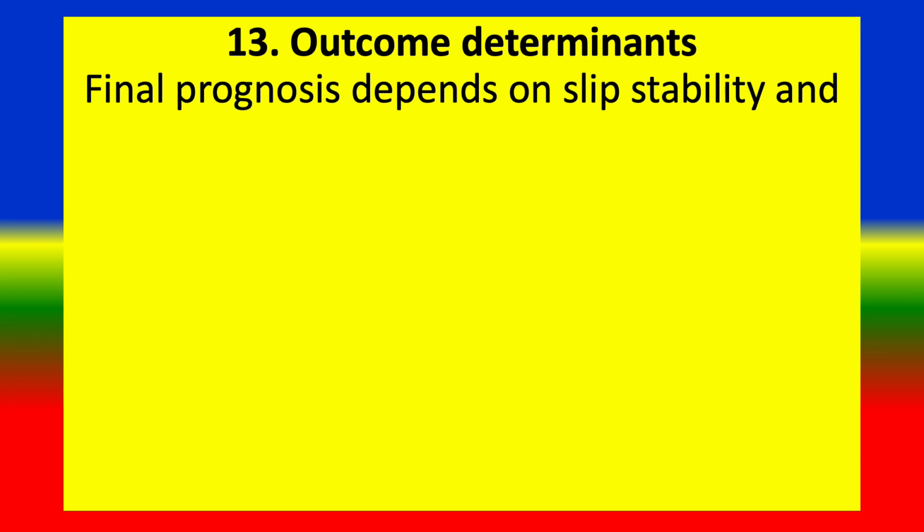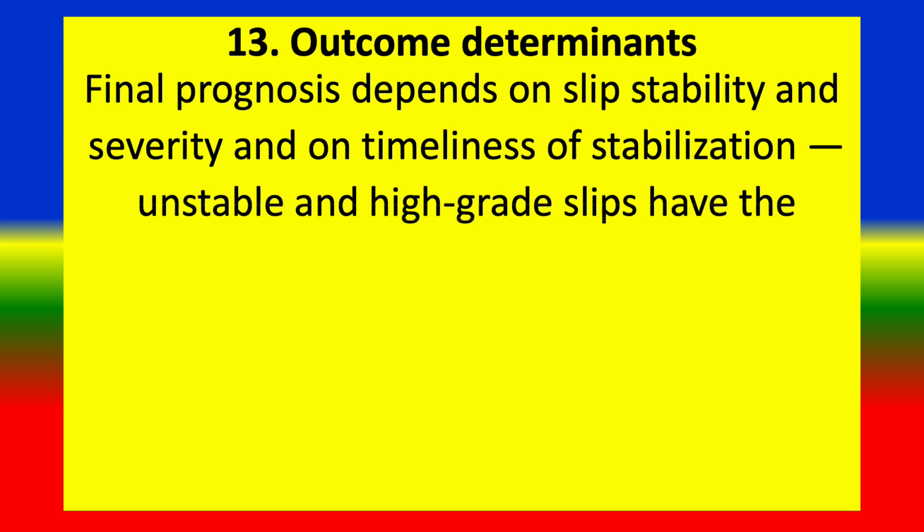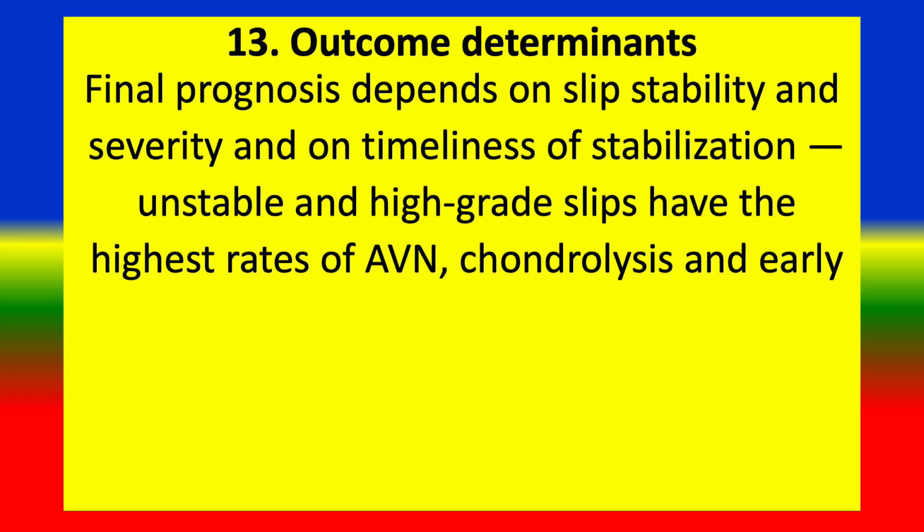13. Outcome determinants. Final prognosis depends on slip stability and severity and on timeliness of stabilization. Unstable and high-grade slips have the highest rate of AVN, chondrolysis, and early osteoarthritis.